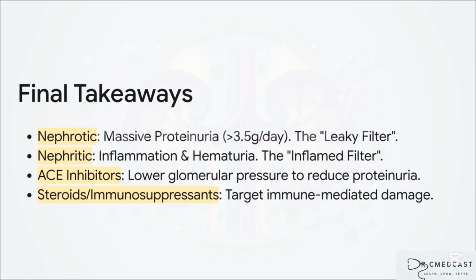All right, here are the final high-yield takeaways. First, nephrotic is the leaky filter, defined by massive proteinuria over 3.5 grams a day. Second, nephritic is the inflamed filter, characterized by inflammation and hematuria. Third, ACE inhibitors are the foundation of treatment for proteinuria because they lower that damaging glomerular pressure. And finally, steroids and other immunosuppressants are how you target the underlying immune attack that's causing the problem.